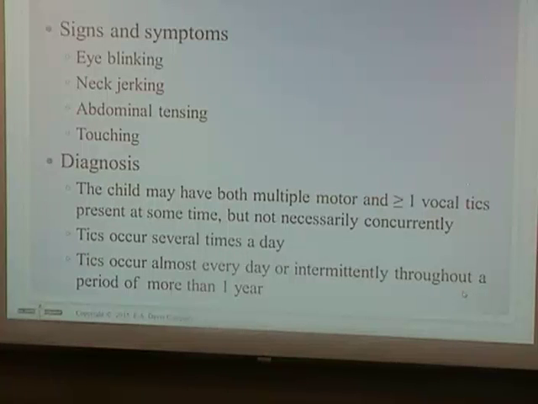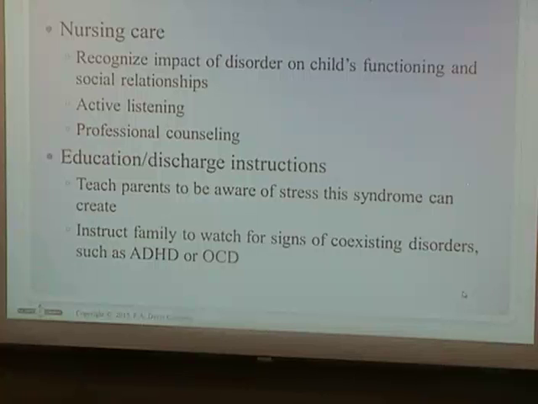But Tourette's is more than just blurting out. It's a lot of neuromuscular tics. Blinking, neck jerking, twisting, tensing, touching multiple times a day. And we need to recognize it and recognize that not only is it annoying for everyone around the person, but it's pretty annoying for the kid who has it too. And we need to educate and prepare.